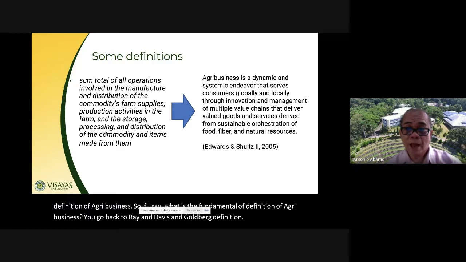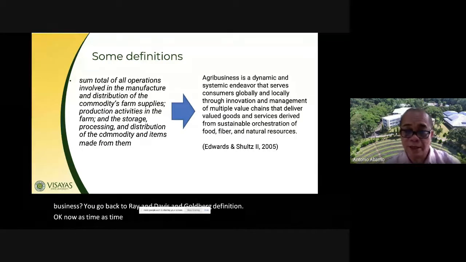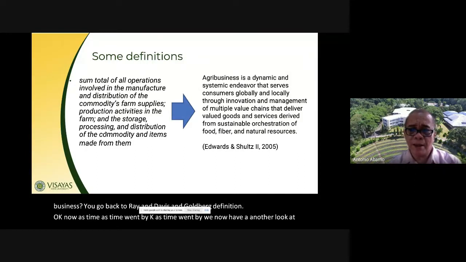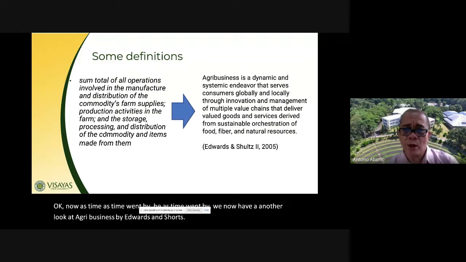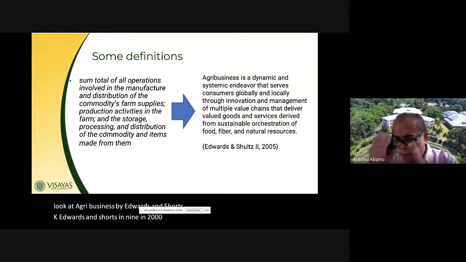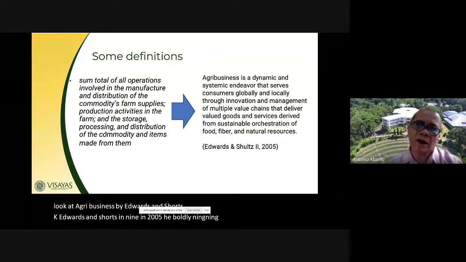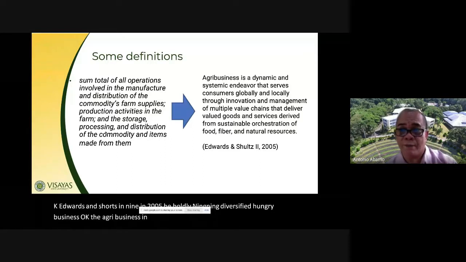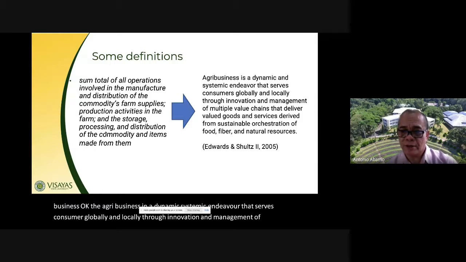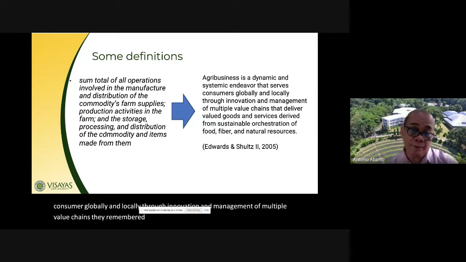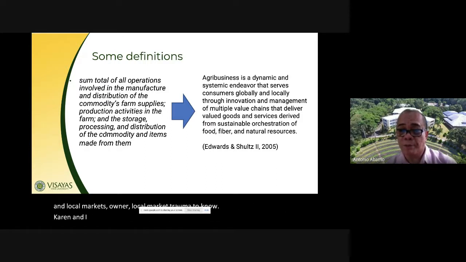Okay, now as time went by, we now have another look at agribusiness by Edwards and Schultz. Edwards and Schultz in 2005, agribusiness evolved and diversified. The agribusiness is a dynamic systemic endeavor that serves consumers globally and locally through innovation and management of multiple value chains. Remember now, agribusiness has become more complicated. There is a global and local market. Before, it was only the local market. Now, innovation management of multiple value chains.